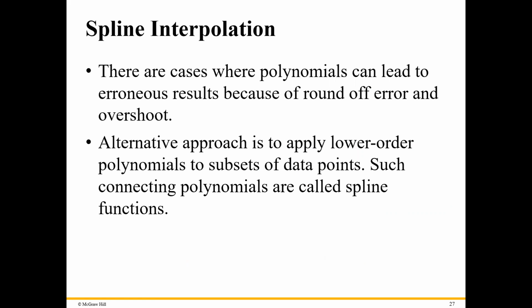The next kind of interpolation is a very special kind of interpolation, which is called spline interpolation. There are cases where polynomials can lead to erroneous results because of round-off errors and overshoot. So an alternative approach is to apply lower order polynomials to subsets of data points. Such connecting polynomials are called spline functions.